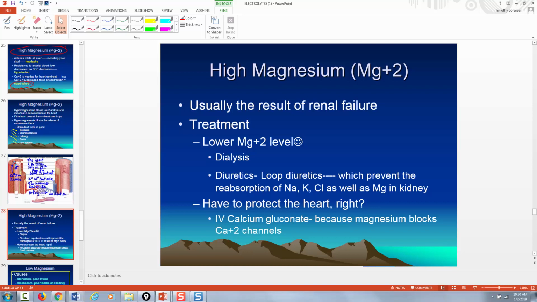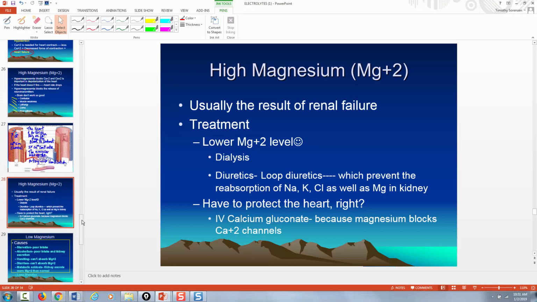So what does magnesium do? It blocks calcium channels. So you give them IV calcium, and the more calcium you end up with in the blood, the more it will overcome that elevated magnesium. And again, the most important element in muscular contraction is calcium. So the more calcium that's available to the heart, the harder it will contract, and the blood vessels will constrict, raising your blood pressure. All right. So that is high levels of magnesium, or hypermagnesemia.